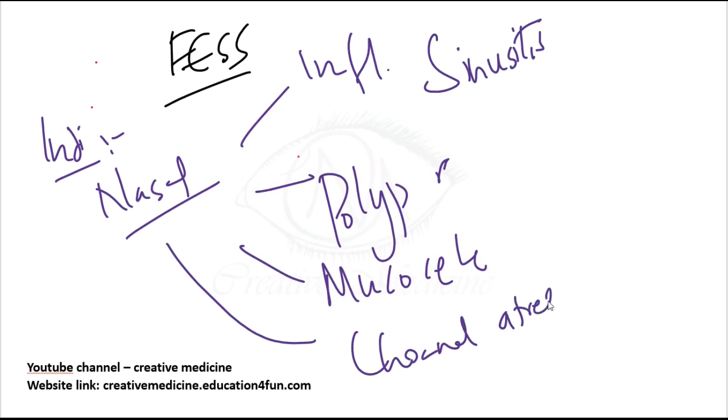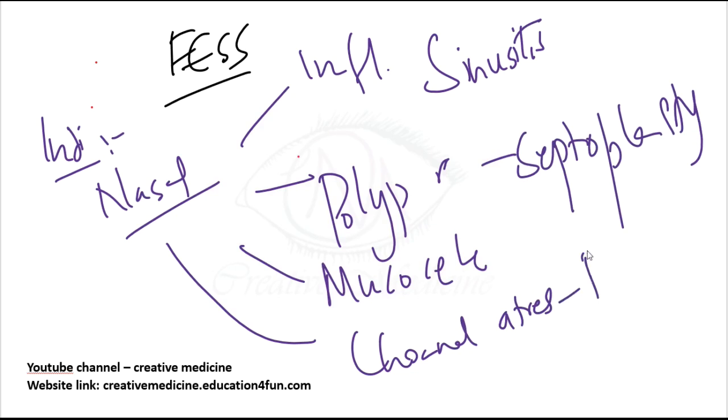So what are the nasal indications? One, sinusitis, then polyp removal, then mucocele of frontal and ethmoidal sinus, choanal atresia. It can also be used in septoplasty, and it is also used in foreign body removal. So the main nasal indications are inflammation of sinuses like sinusitis, polyp removal, mucocele of frontal sinus, ethmoidal sinus, and we have choanal atresia repair. Then there is septoplasty and foreign body removal.